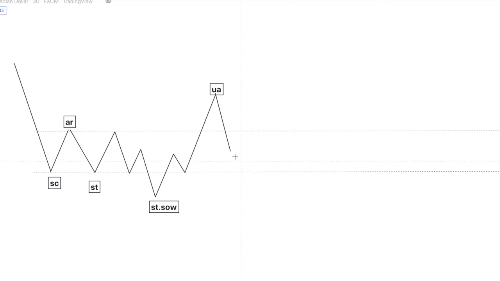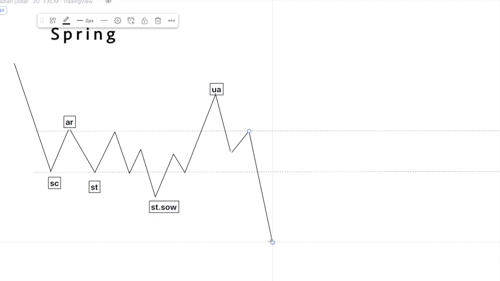And then we're gonna have it create the spring. So the spring needs to be lower than the sign of weakness, and again, several bodies, not just a wick. You need structure to really come down and create that spring.